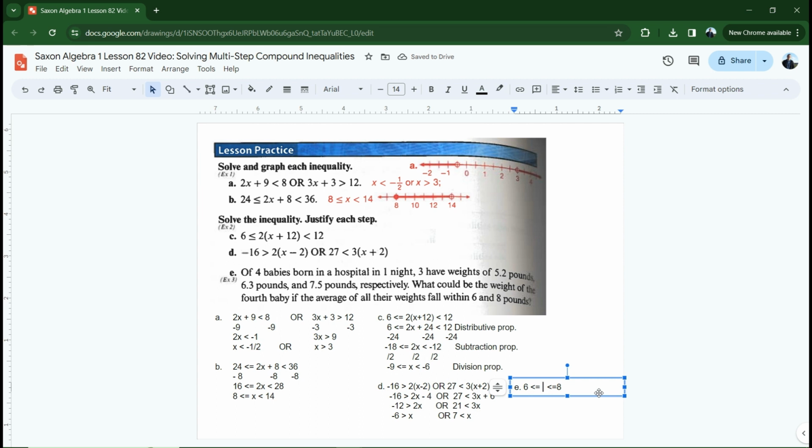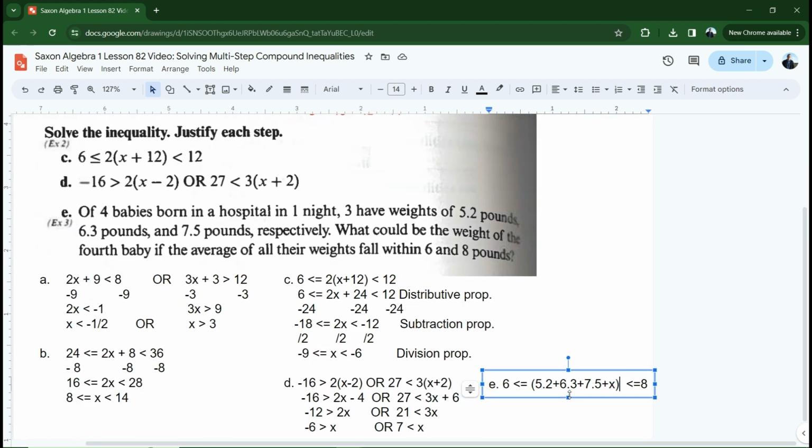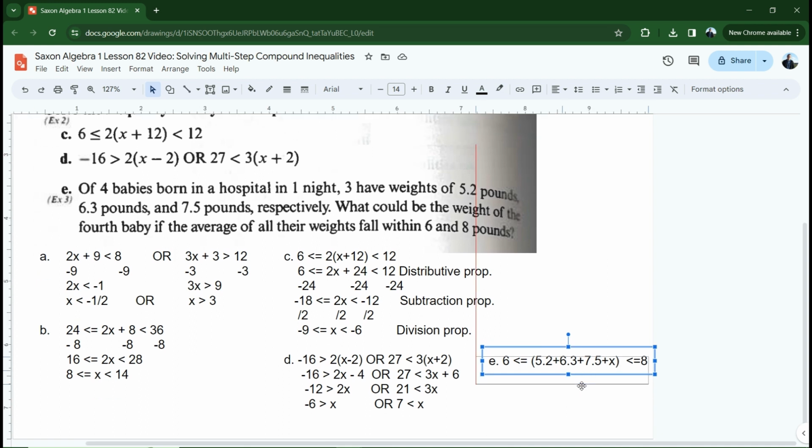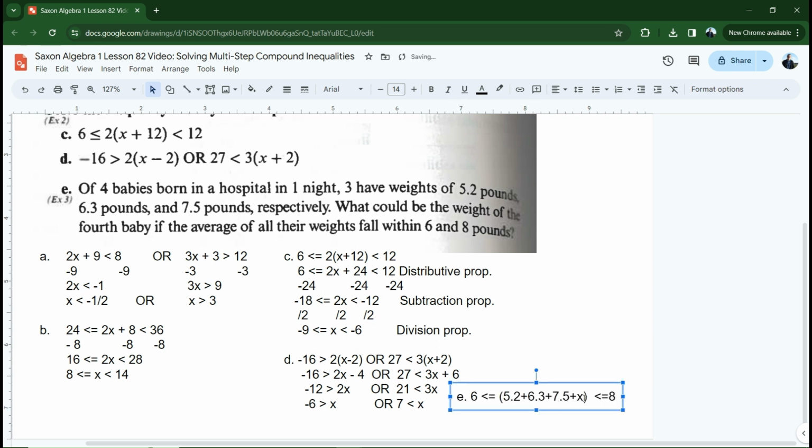Well, let's think about this for a second. I have 3 babies that we know the weights of. So 5.2 plus 6.3 plus 7.5, and a 4th baby that we don't know. But the average of all 4 of these baby weights is going to be between 6 and 8. It's the average that I'm looking for here. So what I'm going to do with all of these is divide them by 4. Because if I add 4 weights and divide by 4, I get the average, right?